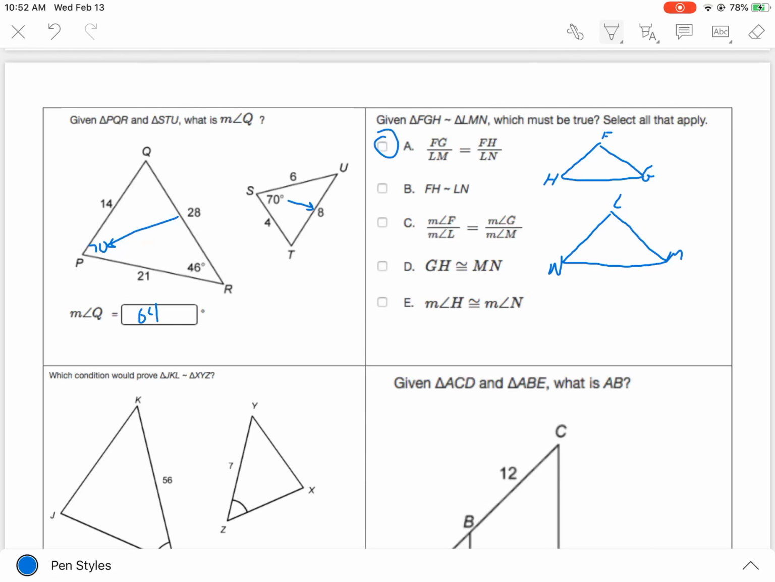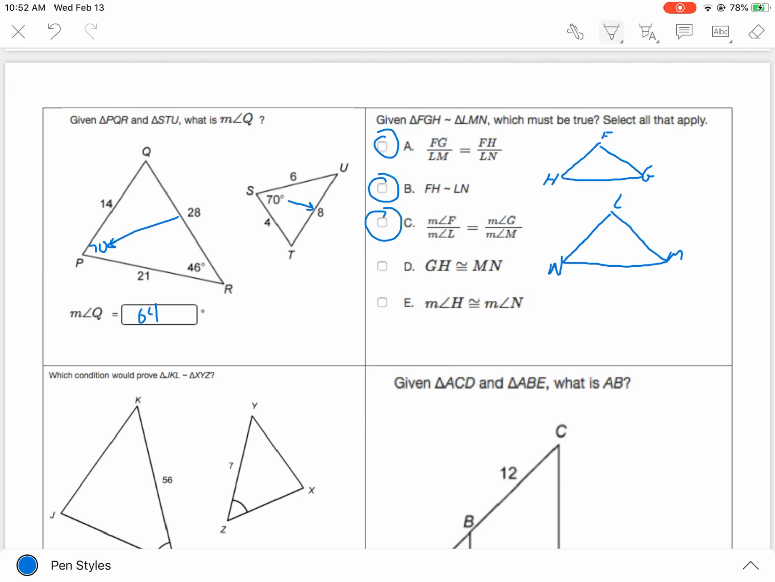FH is similar to LN. Totally. The measure of angle F over the measure of angle L is equal to G over M. F over L, it'd be the same angle, so it would just be 1.